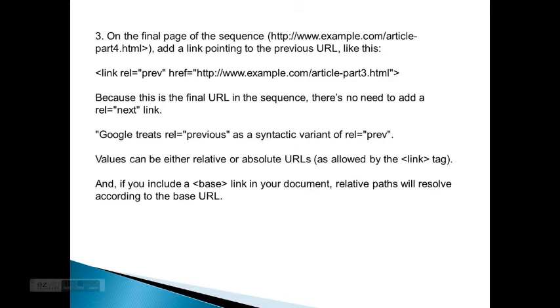Google treats rel previous as a syntactic variant of rel prev. Values can be either relative or absolute URLs as allowed by the link tag. If you include a base link in your document, relative paths will resolve according to the base URL.